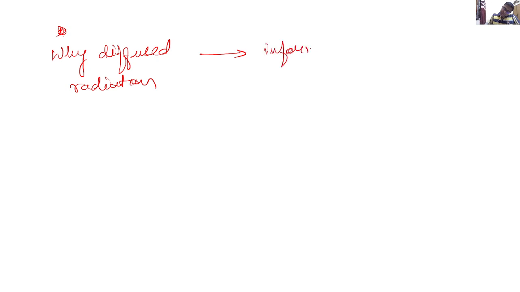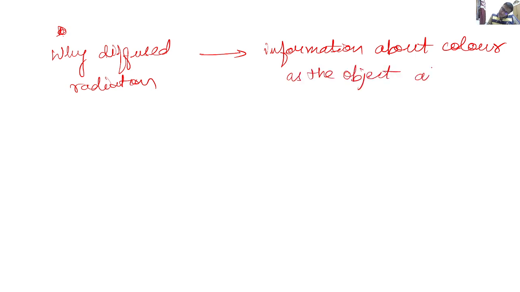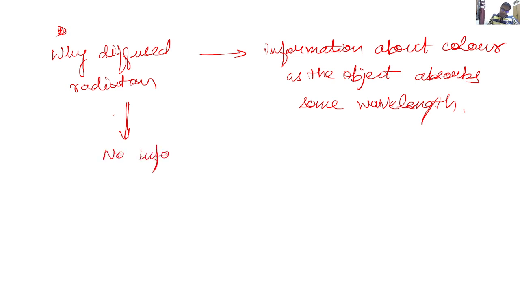And finally, why do we need the diffuse radiation? That's the same part which I discussed just now. Because diffuse radiation gives us the information about color, as the object absorbs some wavelength. So whatever is reflected will not contain the signature of the absorbed wavelength, and that is how you get a color, even though the incoming light is just white in color. However, in specular reflection, you don't get any information about the color. The specular reflection doesn't give us any information of the color of the object.